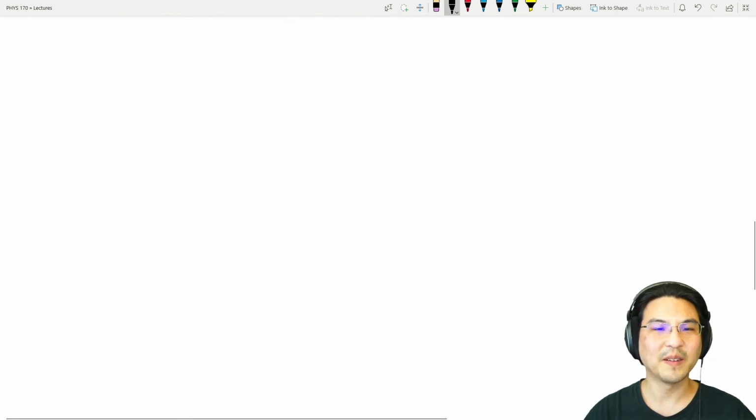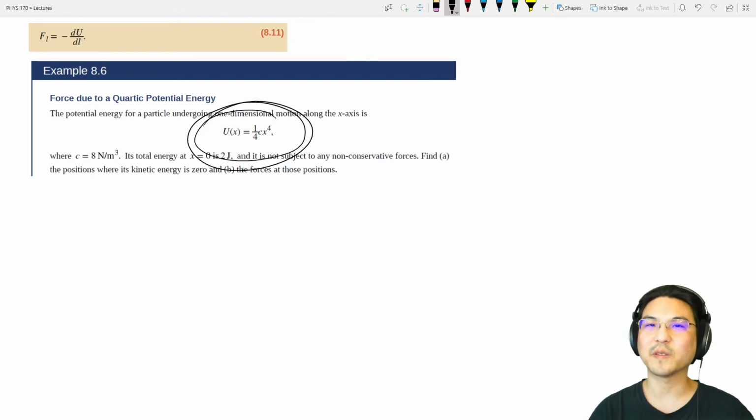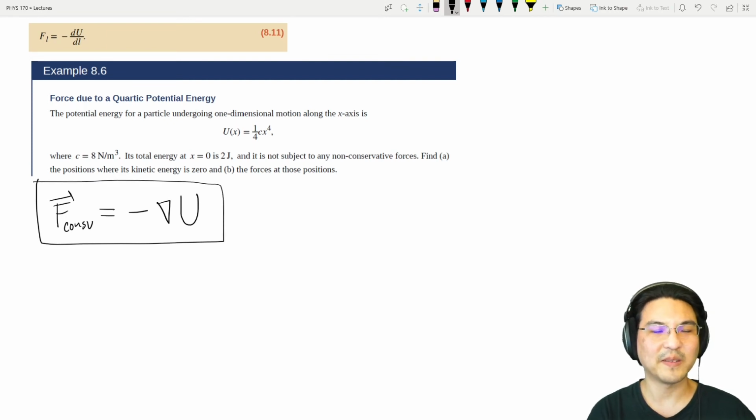Now, one more topic. Let's say you're given a potential energy. What's the conservative force associated with that potential energy? If a force is not conservative, there is no such thing as a potential energy associated with it. It has to be conservative for there even to be a potential energy. So if we're given a potential energy, what's the relationship between that and the conservative force? The answer is you take minus the gradient of the potential energy. That's it. Minus the gradient of potential energy is the conservative force.